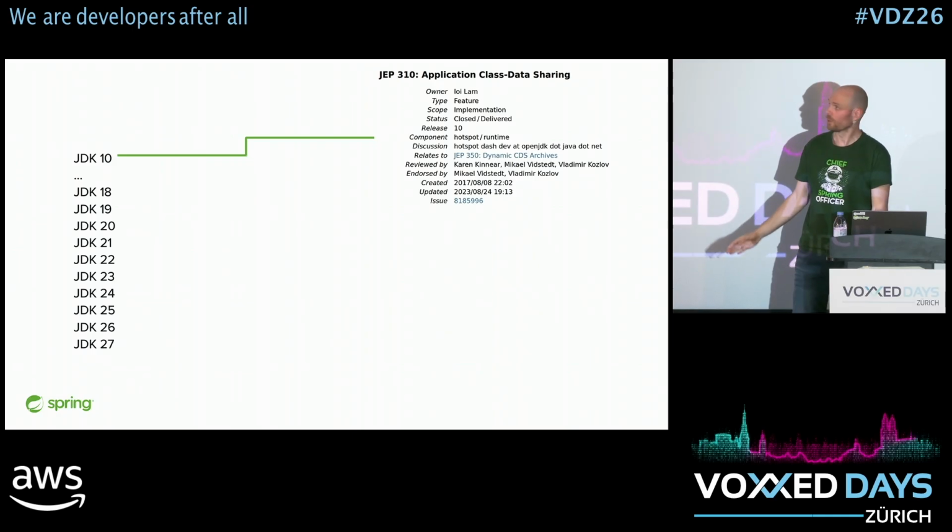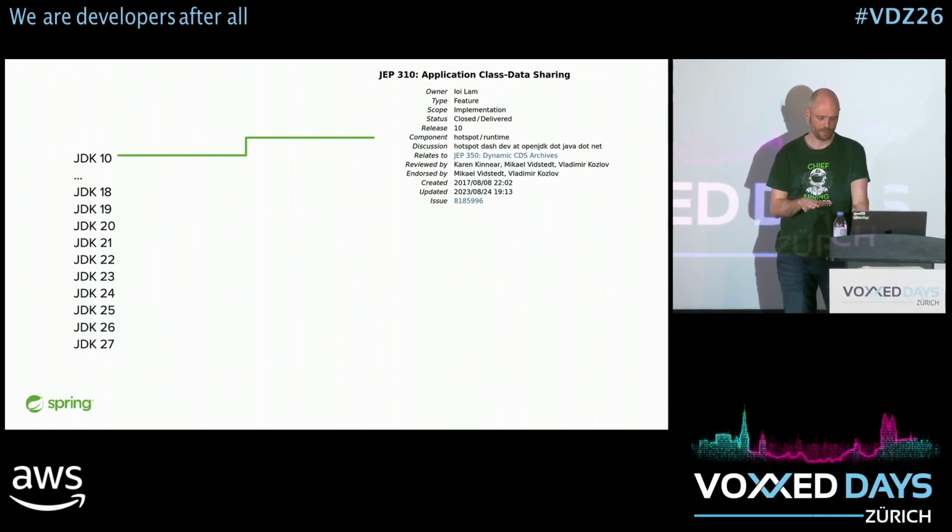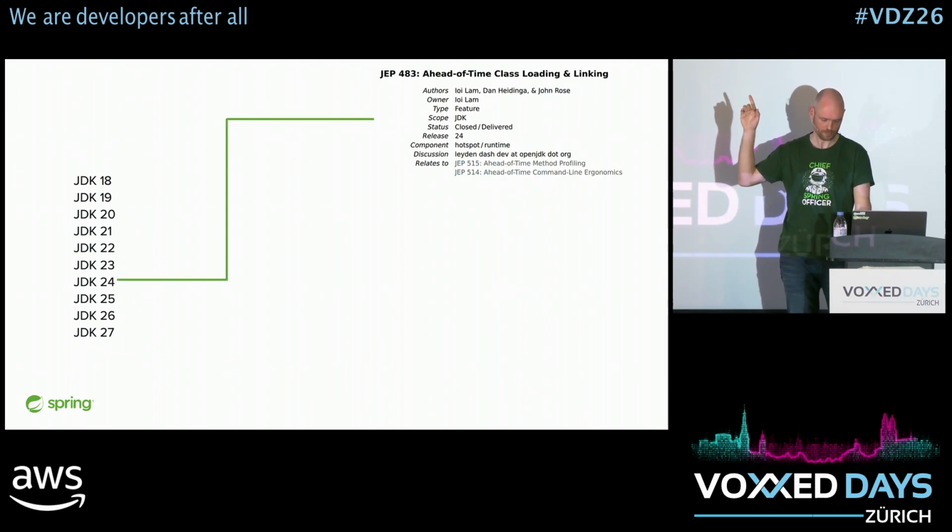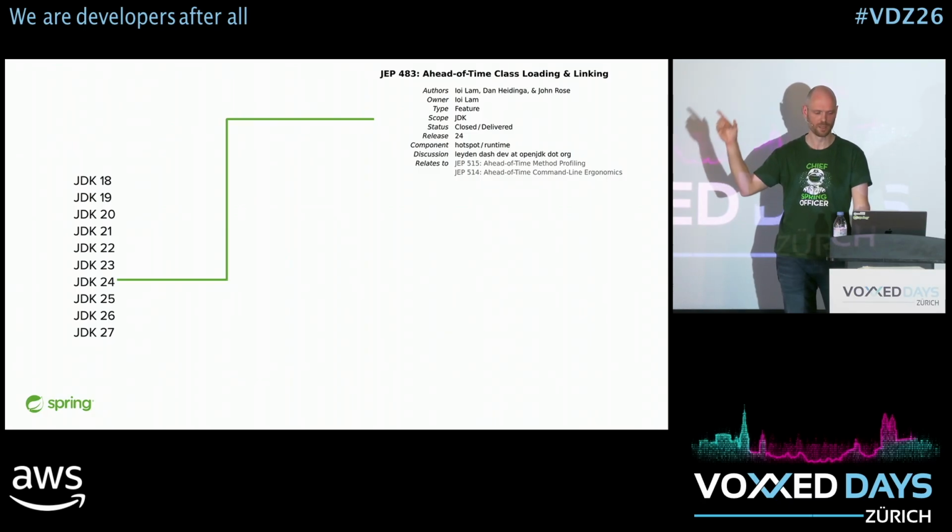So now back to Project Leyden. JDK 10 introduced class data sharing. This is the CDS I talked about, and this is the predecessor, the forerunner for ahead of time class loading and linking, which has been delivered in 24. And this is a thing of Project Leyden, which has been taken from Project Leyden into mainline Java. So you can download that right now. And this is ahead of time class loading and linking. I'm going to talk about that in detail.